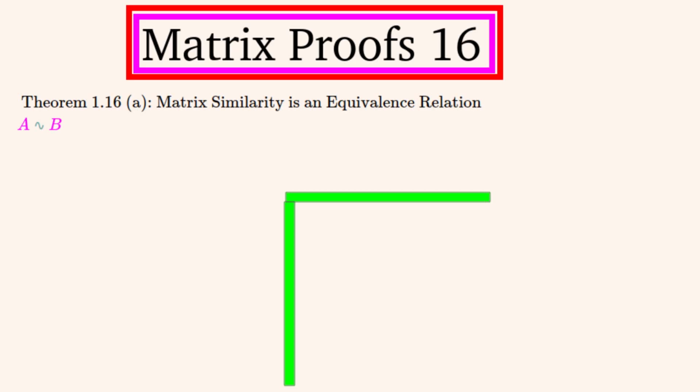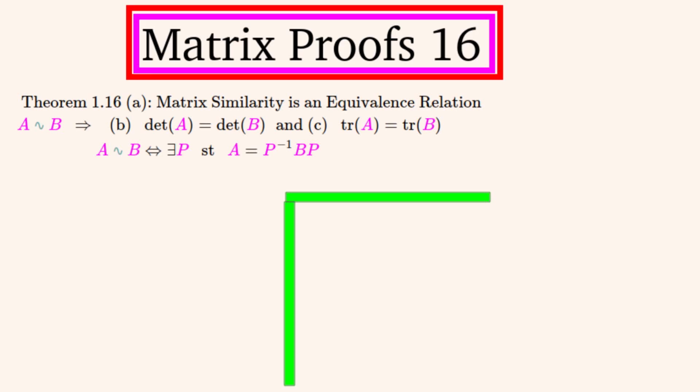So in the first part of this proof we'll prove that matrix similarity is an equivalence relation. Then part B of this proof says that if two matrices are similar, then their determinants are equal. The determinant proofs will be studied in a separate playlist, since there'll be 10 or more videos about them. And then finally, we'll prove that if two matrices are similar, then their traces are equal. We've already proven this in the previous video.